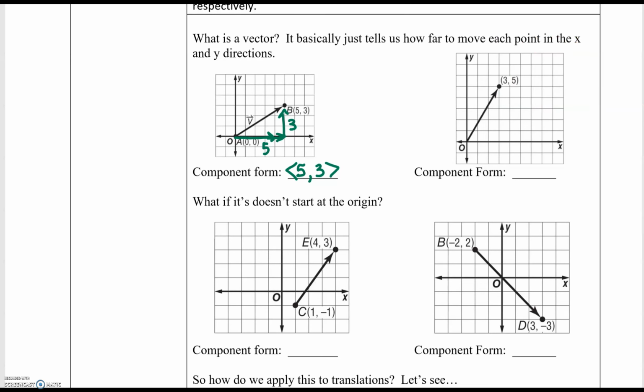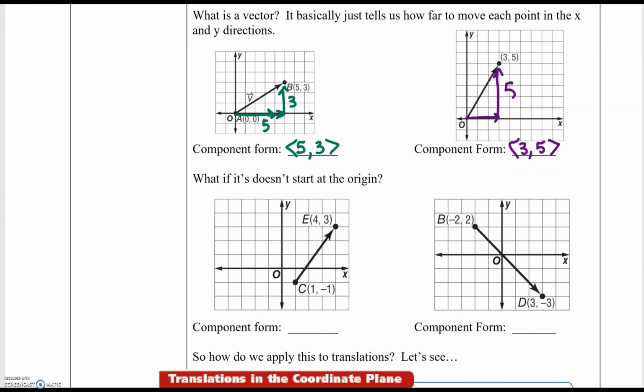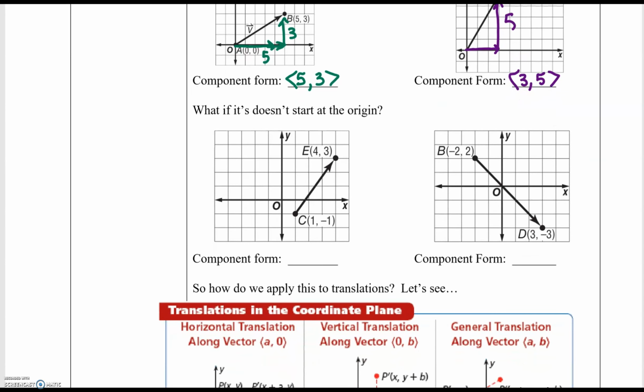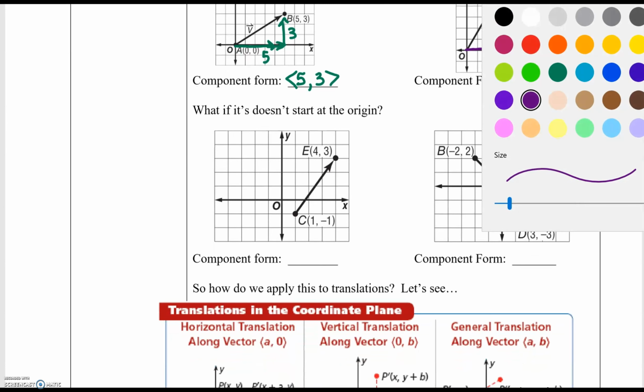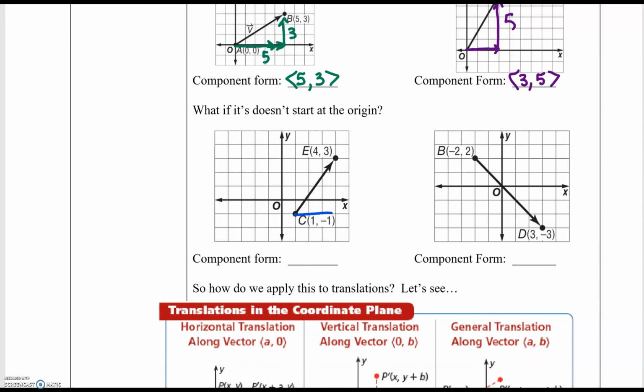So the next one is going to be right 3, so 3 is our first number, and up 5, so 5 is our second number, with brackets with the little points and a comma between them. It's kind of like a point, but we're talking about a vector, a change, so it's not parentheses. What if it doesn't start at the origin? We're still looking at our change, so we're going to go over 3 and up 1, 2, 3, 4. Then go ahead and try that last one on your own, and let's see how you do.